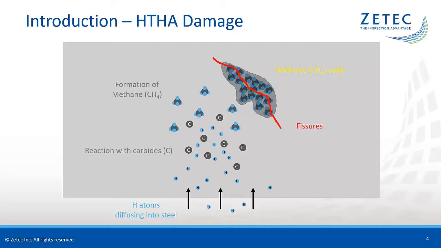HTHA has a number of critical factors. Obviously, temperature, hydrogen partial pressure, and time are important parameters, but also the stress level at a particular location in the component. Typically, the heat-affected zone of welds and structural discontinuities in vessels are suspect locations. Obviously, ultrasonic techniques will have to be adapted to allow for inspecting these specific locations.